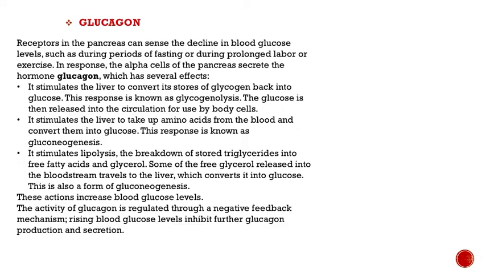The activity of glucagon is regulated through a negative feedback mechanism. Rising blood sugar levels inhibit further glucagon production and secretion.